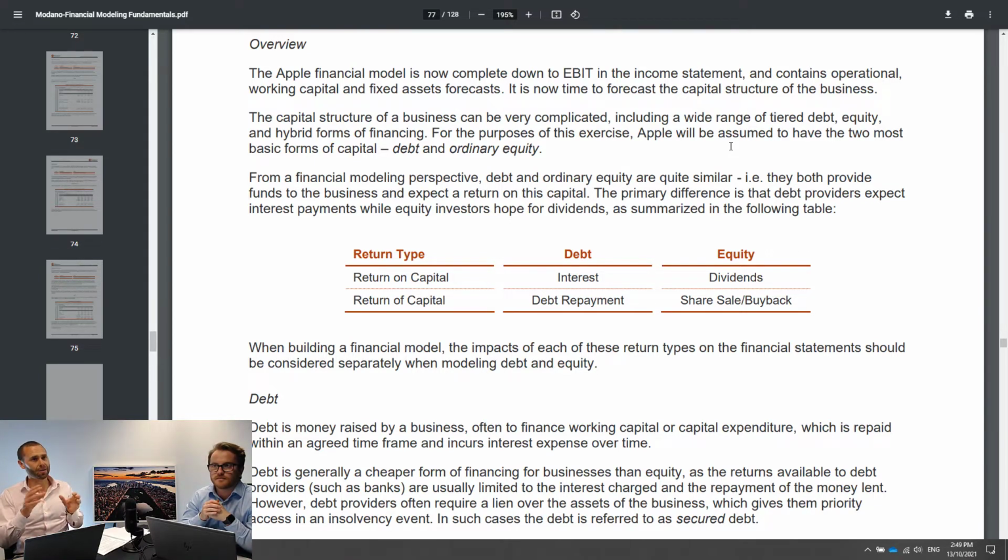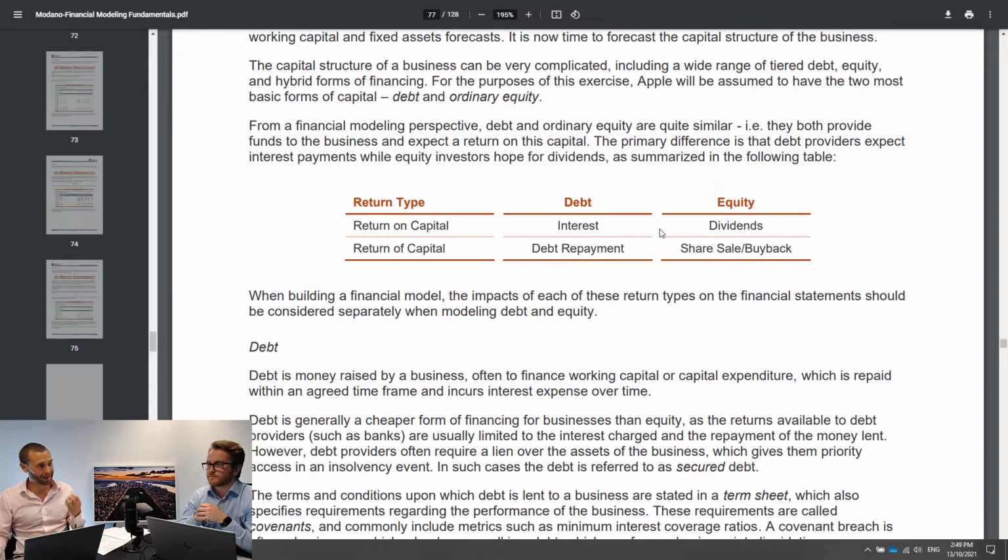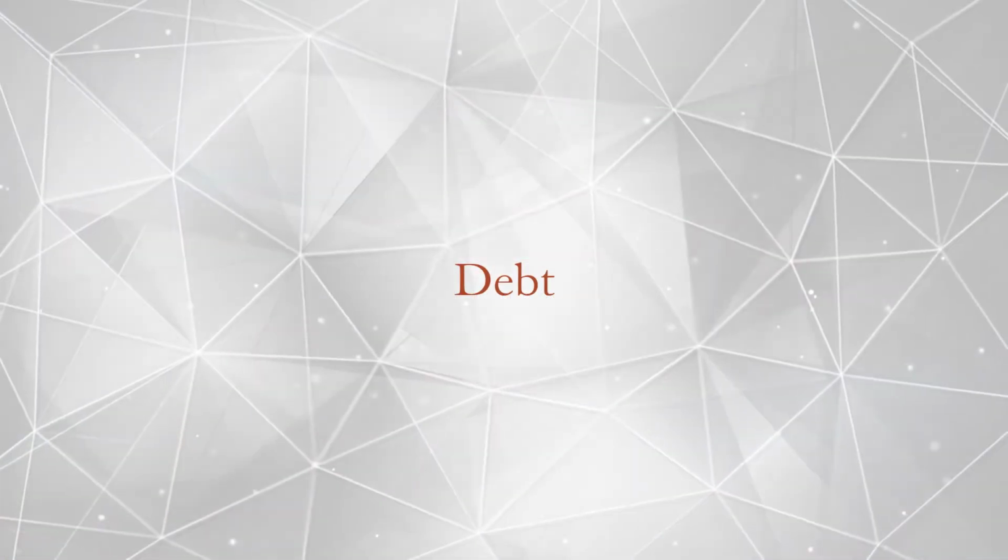So when you actually model these parts of the business, when you do capital structure analysis, it doesn't matter whether you're modeling preference shares, convertible notes, or just straight up debt, you can use this approach of modeling its return of capital and return on capital to make it a lot easier to understand the financial statement impacts and how the balance sheet balances, etc.